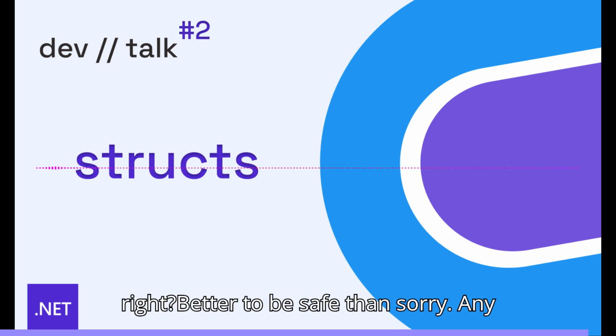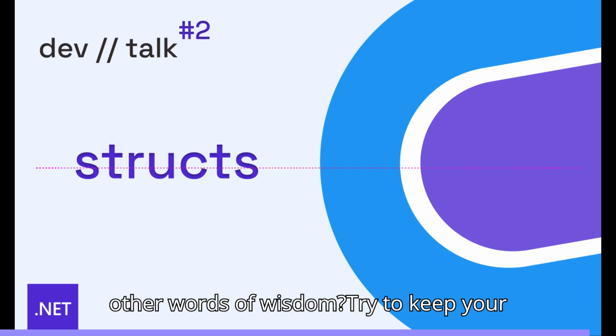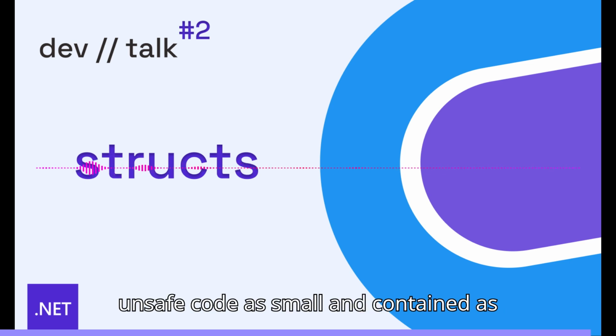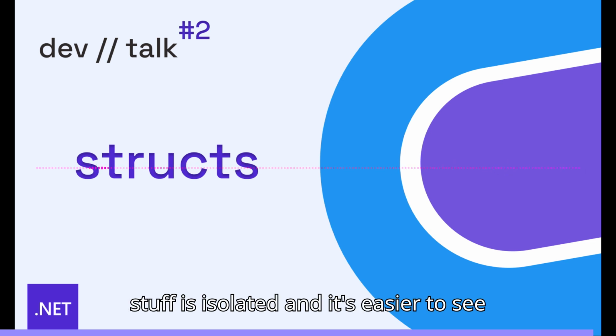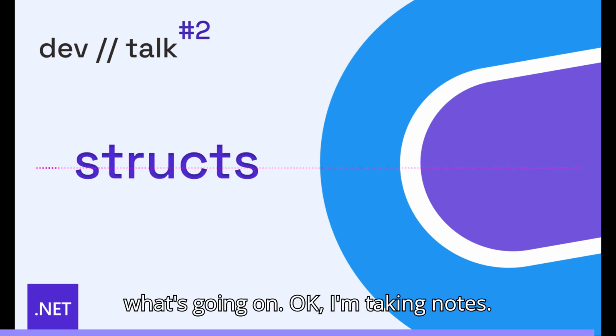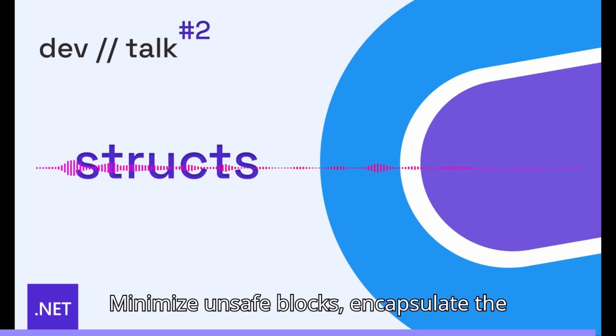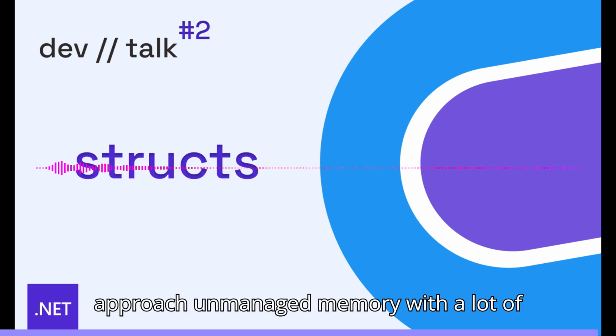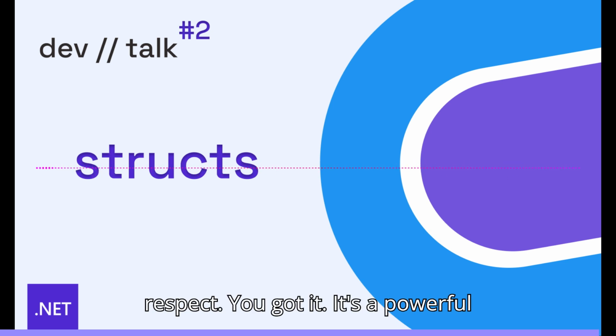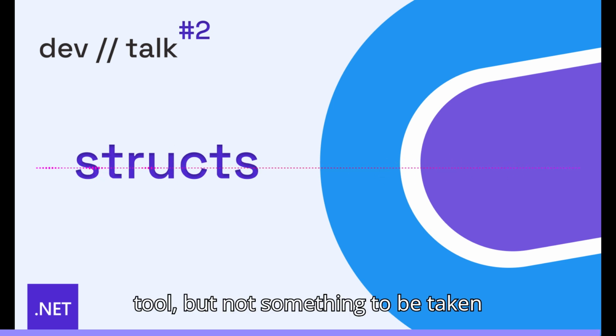Right. Better to be safe than sorry. Any other words of wisdom? Try to keep your unsafe code as small and contained as possible. Like put it in separate helper functions or classes. That way the risky stuff is isolated and it's easier to see what's going on. Okay, I'm taking note. Minimize unsafe blocks, encapsulate the risky code. It sounds like we need to approach unmanaged memory with a lot of respect. You got it. It's a powerful tool, but not something to be taken lightly.